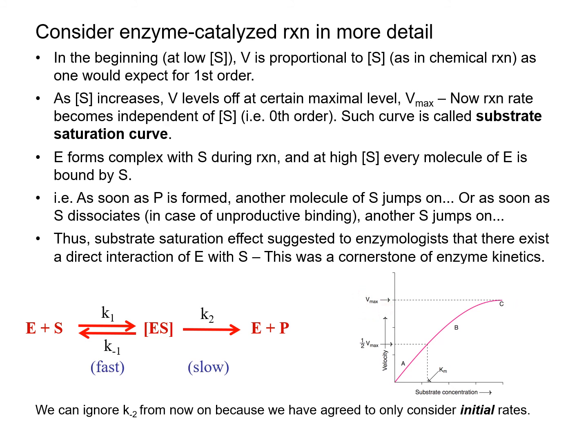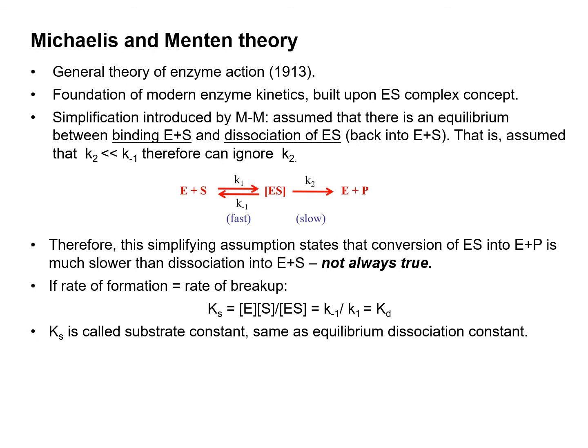So that was a cornerstone of the enzyme kinetics, and from there the enzymologists built up their models to explain how enzymes work for processing the substrates. Michaelis and Menten proposed a general theory of the enzyme action in 1913, which became the foundation of modern enzyme kinetics, and that was built upon the ES complex concepts.